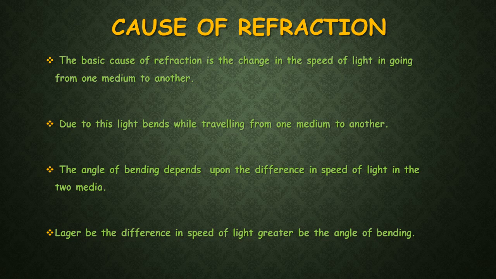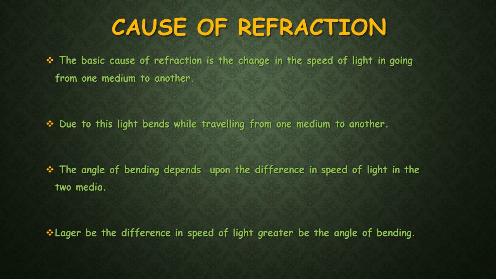Similarly, when a ray of light traveling in glass enters into air, the speed of light increases. Therefore, the bending of light or refraction of light occurs at the interface of glass and air. Further, the angle of bending of the ray depends upon the difference in the speed of light in the two media. The larger the difference in speed of light, the greater will be the angle of bending, and vice versa.